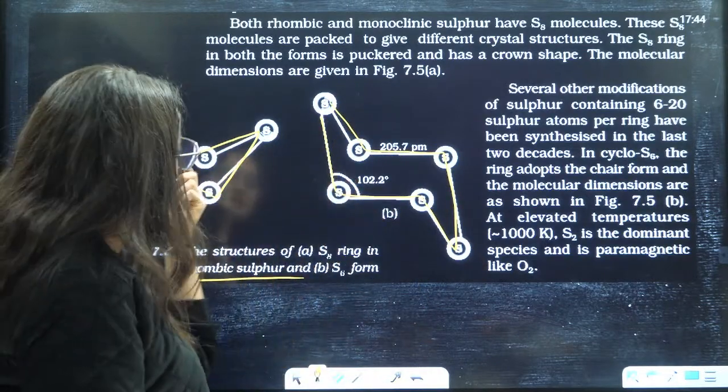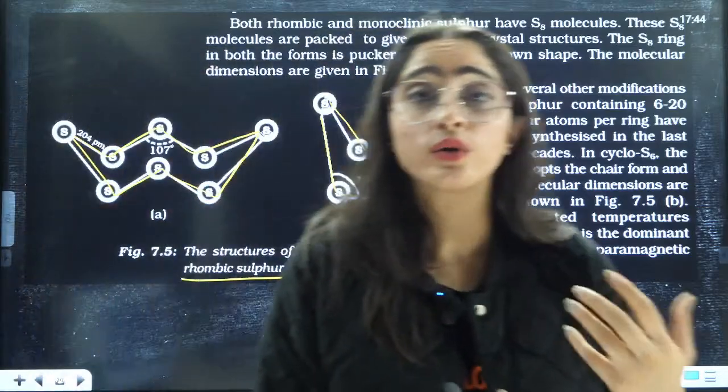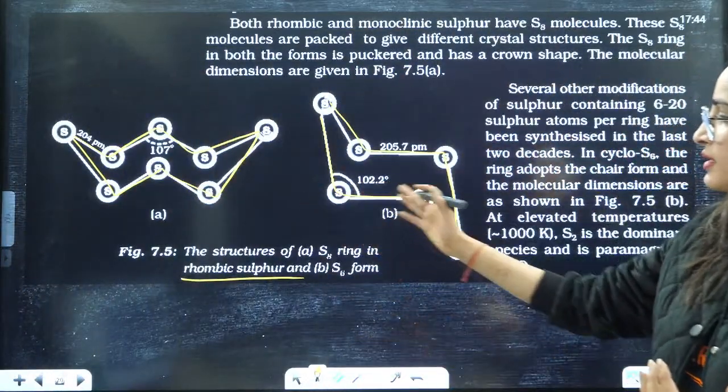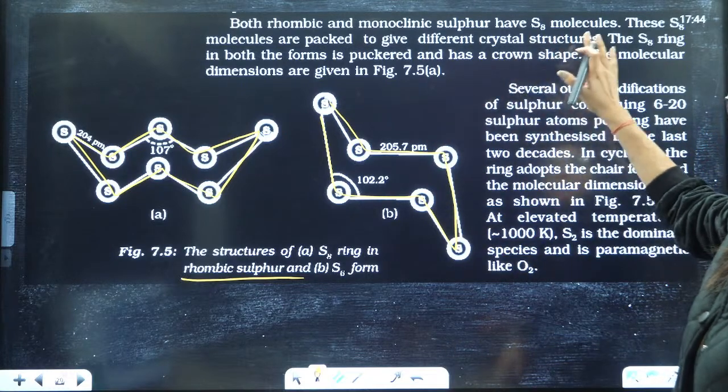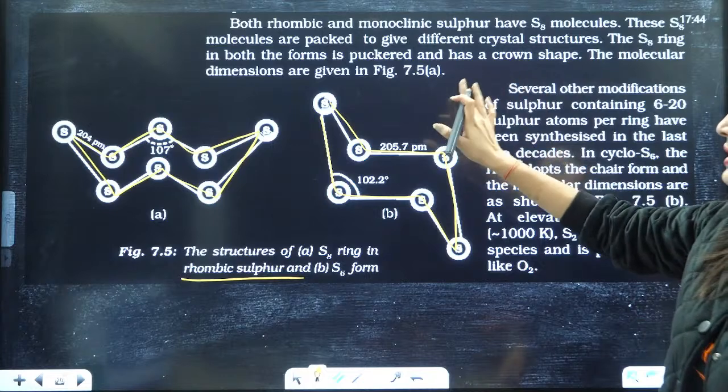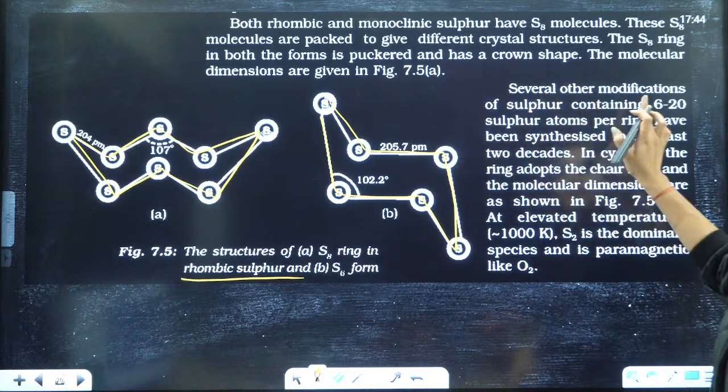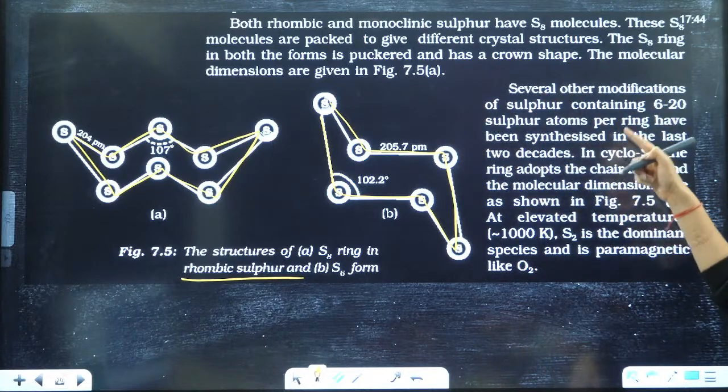This is like a chair structure. This is like a crown structure. That's how they are famous, right? This is alpha, this is beta. Both rhombic and monoclinic have S8 molecules. The monoclinic dimensions are mentioned here. Several other modifications of sulfur containing this have been done.